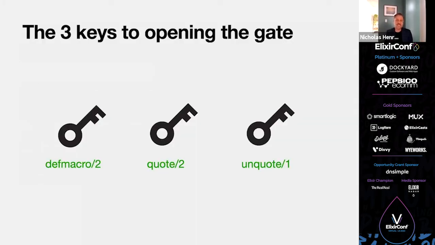There are 3 keys required to start your adventure in metaprogramming. And we'll explore these through the demo. And I believe that these 3 keywords would take you far in writing your own macros. We have def macro, quote, and unquote.